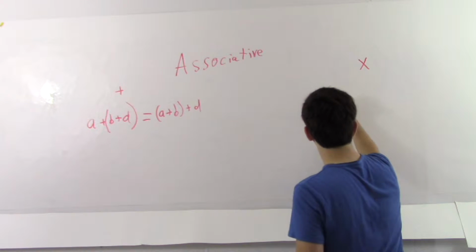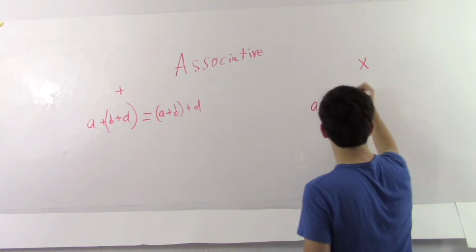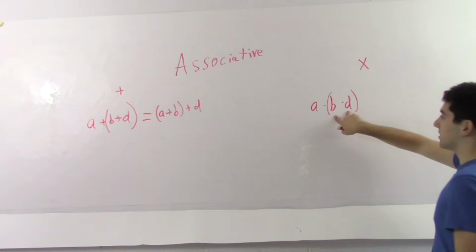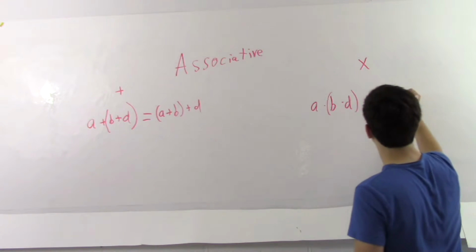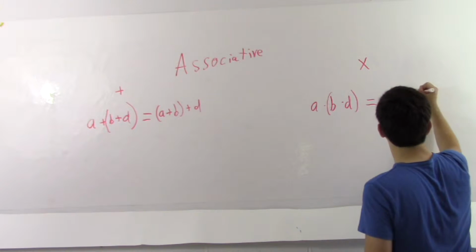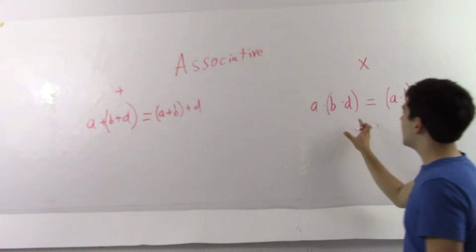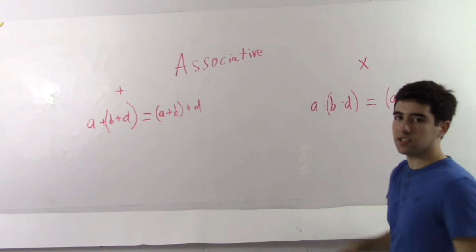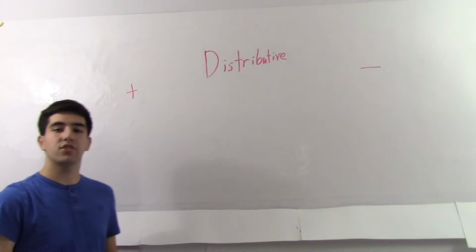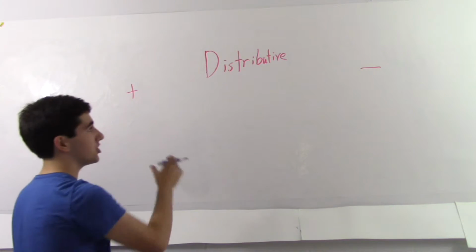A times B times D with the parentheses around B and D is still the same as A times B times D with the parentheses around A and B. And in the same way, it's telling you to do what's in the parentheses first. Then we have the distributive property, which is used with addition and subtraction.